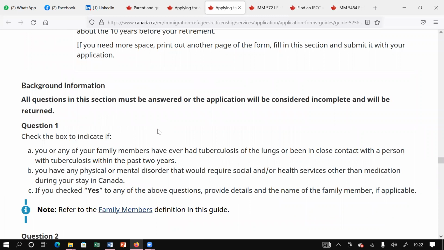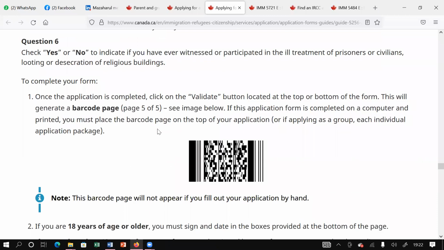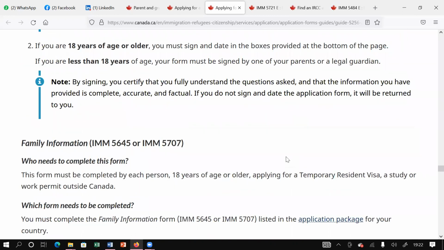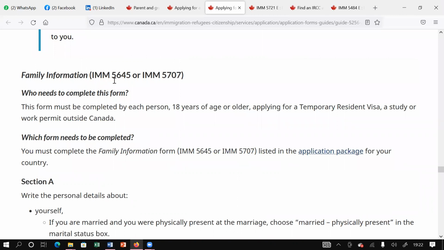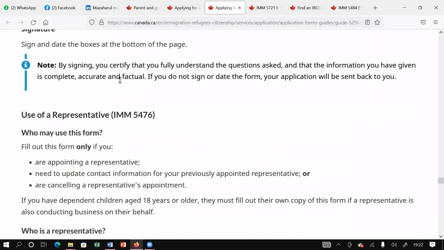Background information. To complete your form, once the application is completed, click on Validate button located at the top of the form. This will generate a barcode. If this application form is completed on a computer and printed, you must place the barcode page on the top of the application. Then family, so all the forms information are clearly mentioned here in detail, so you have to go through one by one.